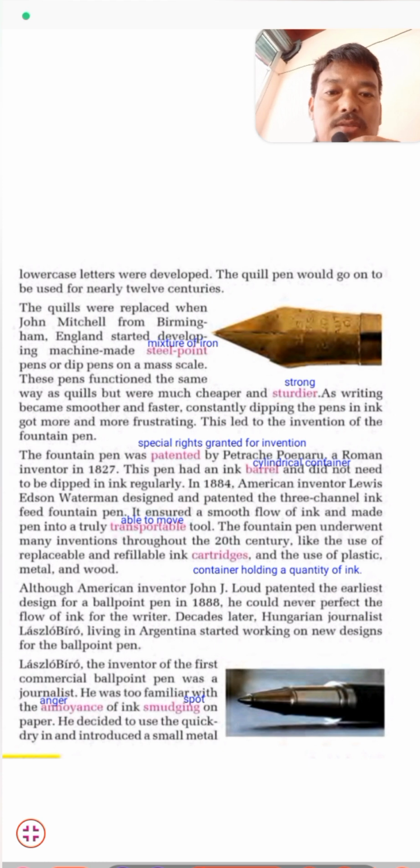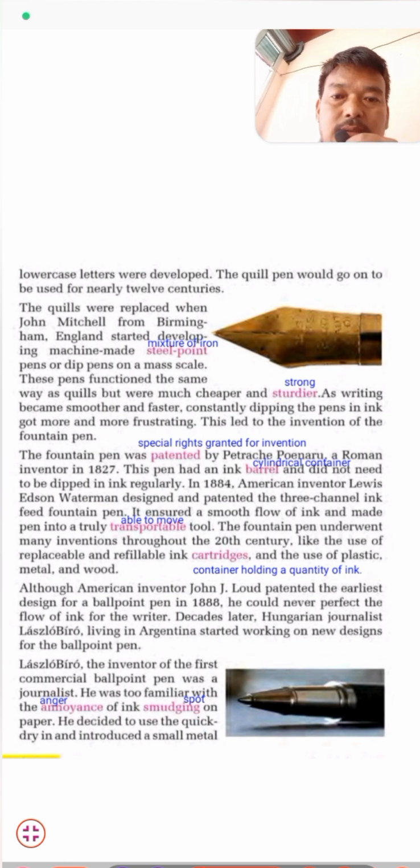It ensured a smooth flow of ink and made the pen truly transportable, meaning able to be moved. They added a sort of tool inside this pen, which made the flow of ink very smooth, and made the pen truly valuable.